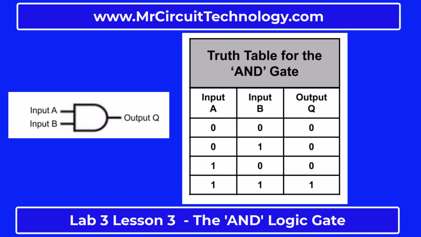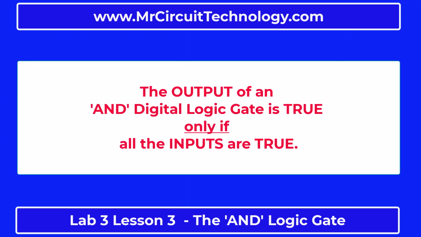On an AND digital logic gate with only two inputs, both inputs have to be a true for the output to be a true. Otherwise, the output is false. The general rule for an AND gate is stated as follows. The output of an AND digital logic gate is true only if all of the inputs are true.